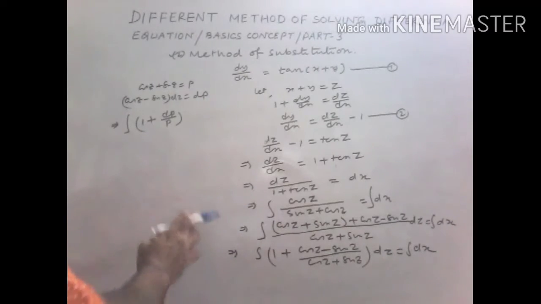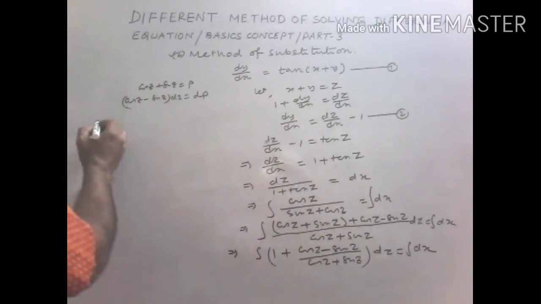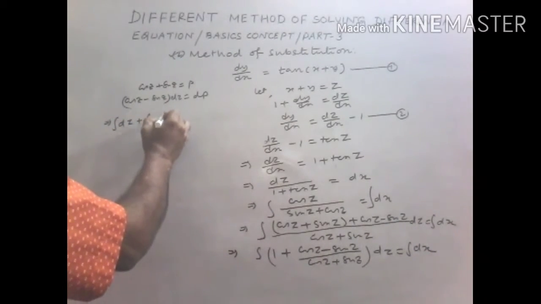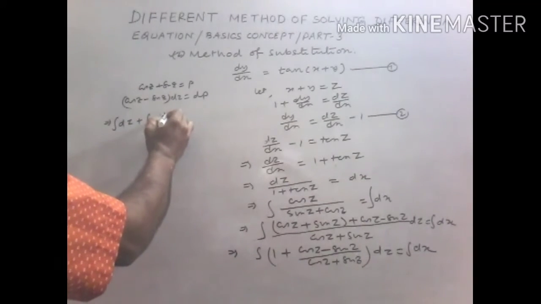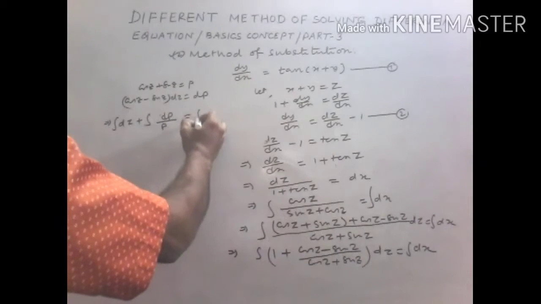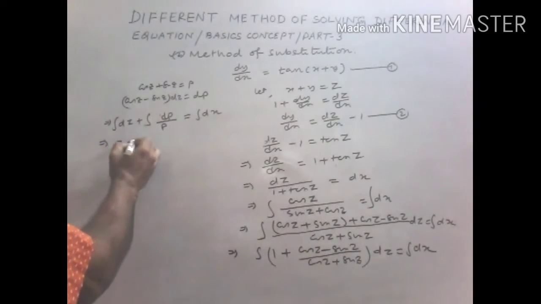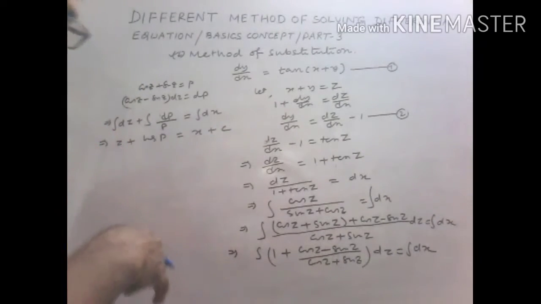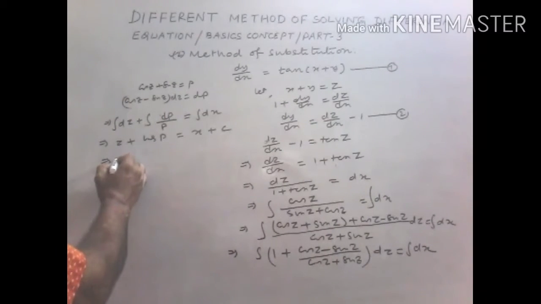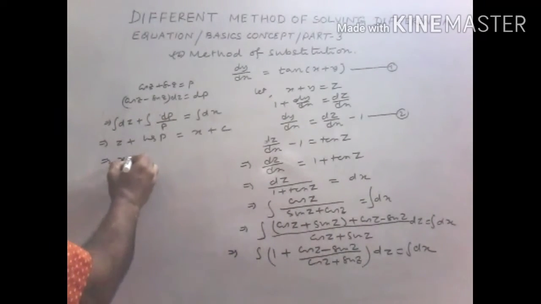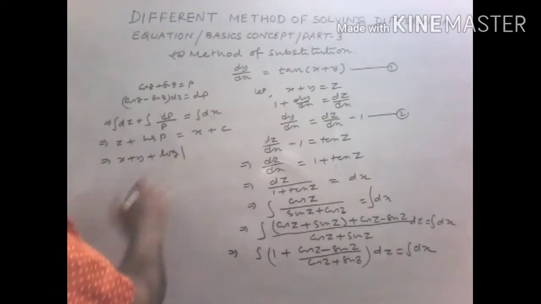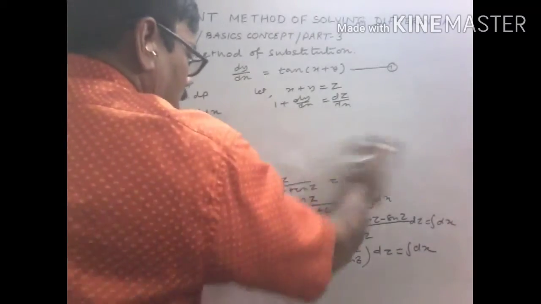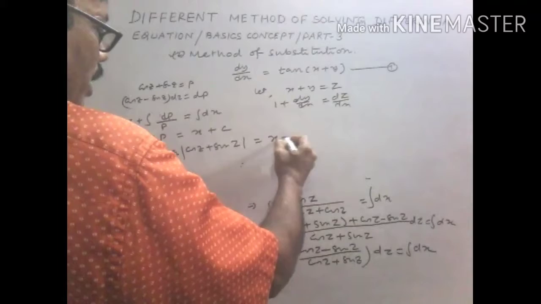So if we put this, we get 1 plus dp by p, dz, equals the integration of dx. That is z plus log p equals x plus c. So what is z? z equals x plus y. This is log, and what is p? cos z plus sin z. So x plus y plus log(cos z plus sin z) equals x plus c.